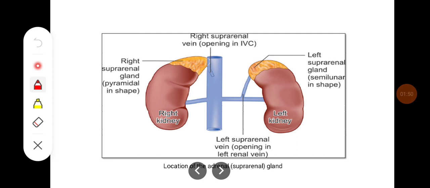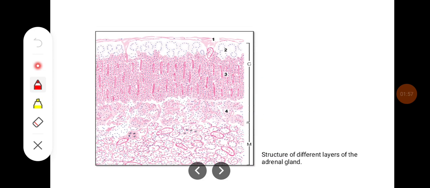So, this is the structure of the adrenal glands, where they are present on the superior pole of each kidney, and these are the different layers of the adrenal gland, and the innermost layer is adrenal medulla.